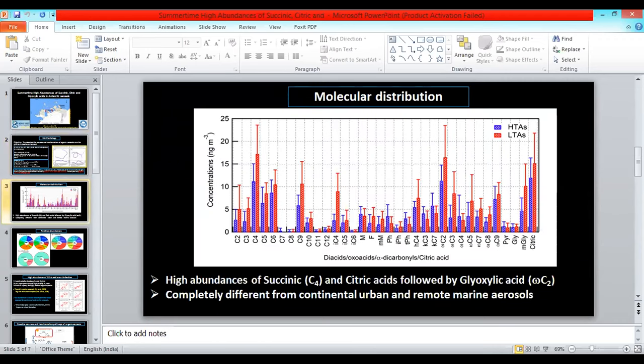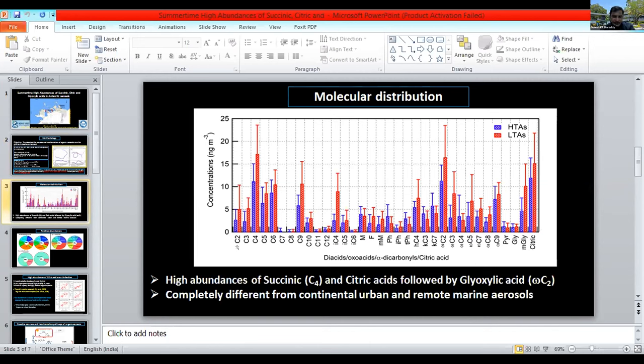Yeah, look, I can see your third slide now. If they don't progress, I'll let you know. If you can just continue. Yeah, now you can see here, this is the third. I hope we are seeing the molecular distribution slide, right? That's correct. Molecular distribution.